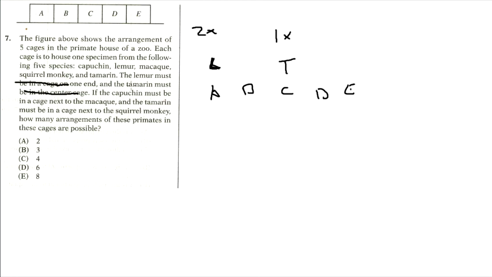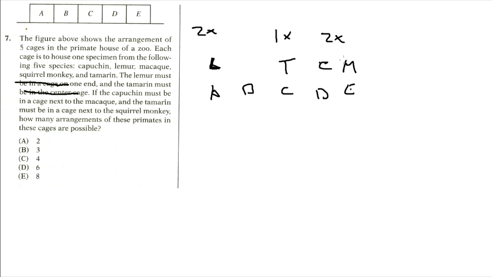If the capuchin must be next to the macaque, which we haven't placed either one of them yet, then they have to be next to each other. If you were to put it here, then you would not be able to put the macaque next to it. So really, either we're going to have the capuchin here with the macaque here, or you're going to have the reverse, right? So we get a 2x multiplier there.